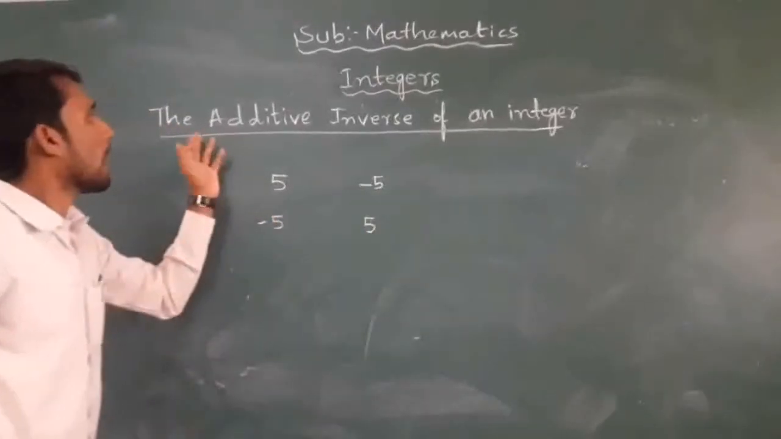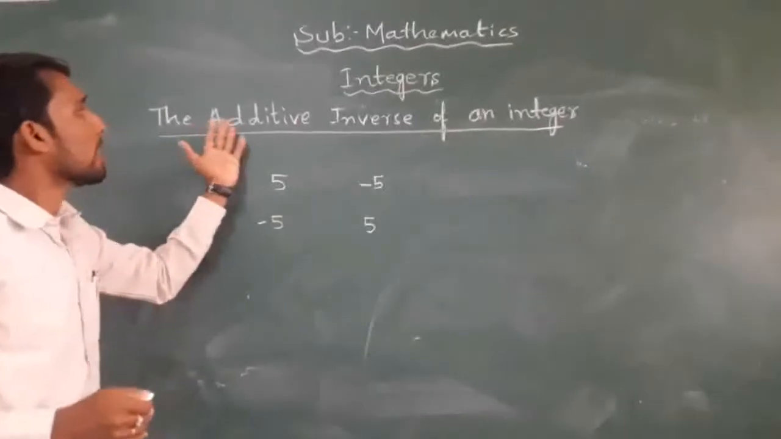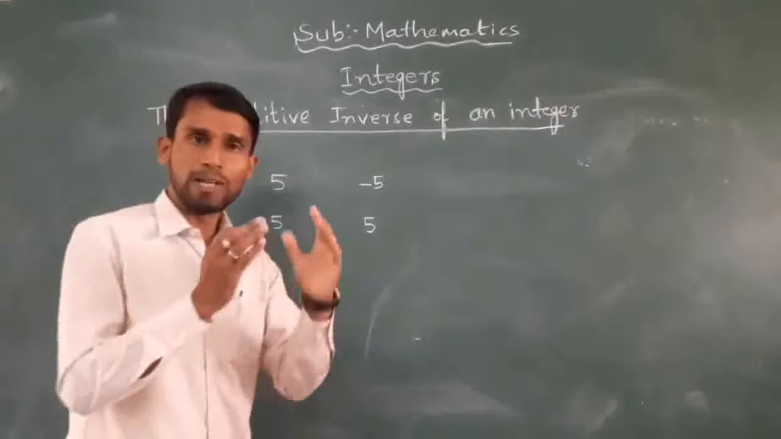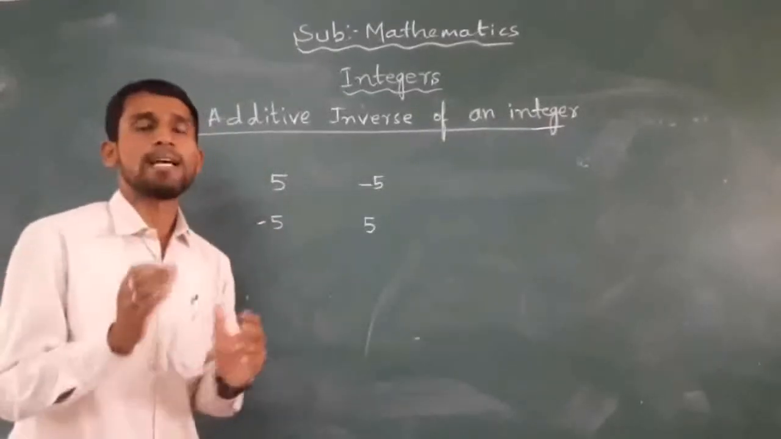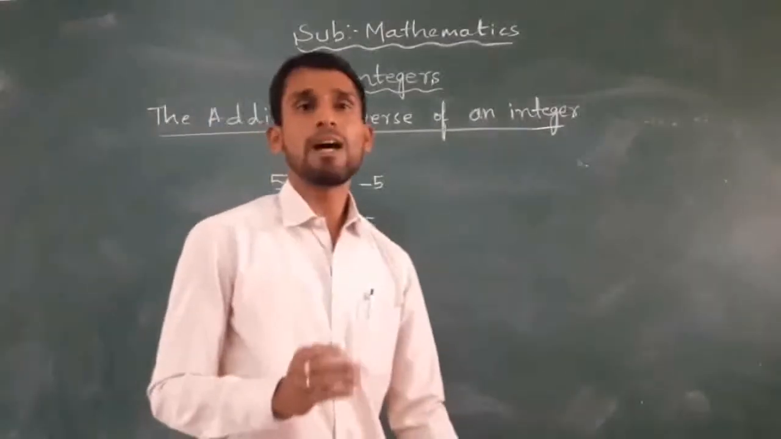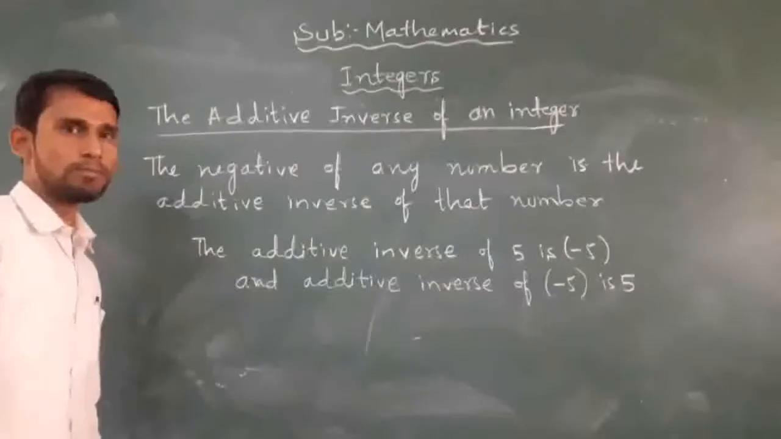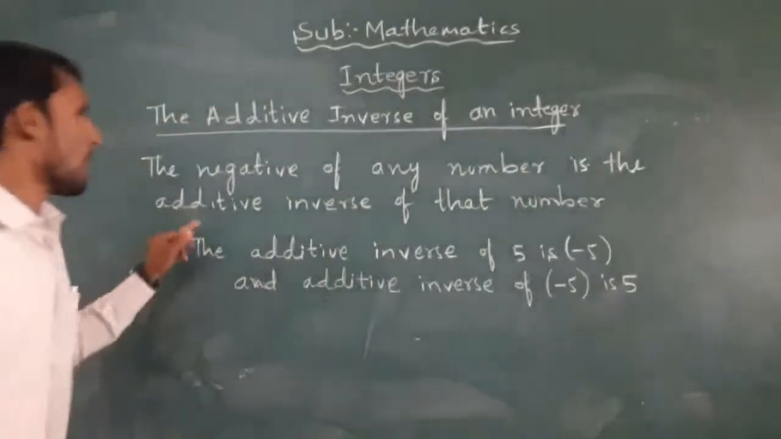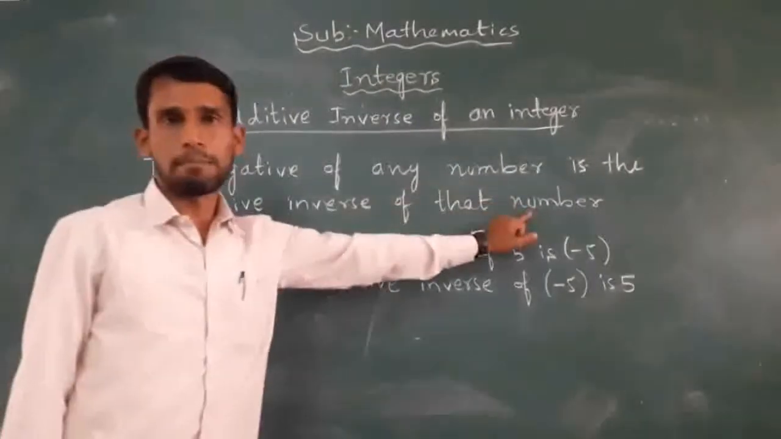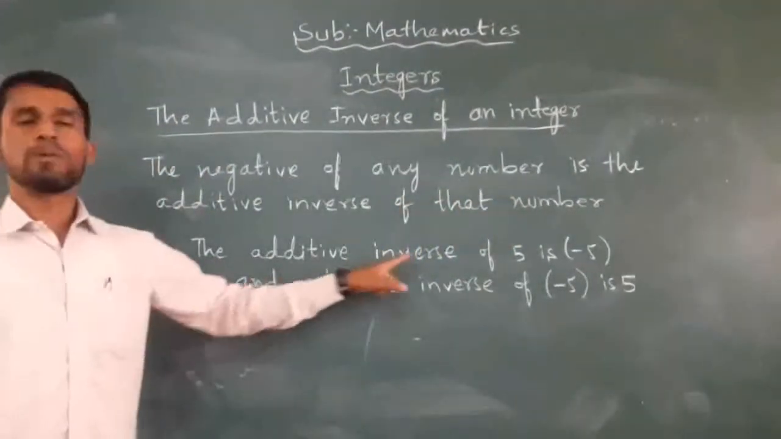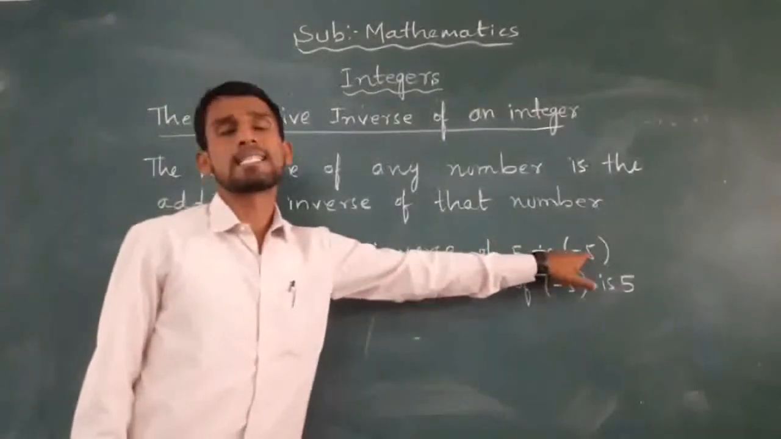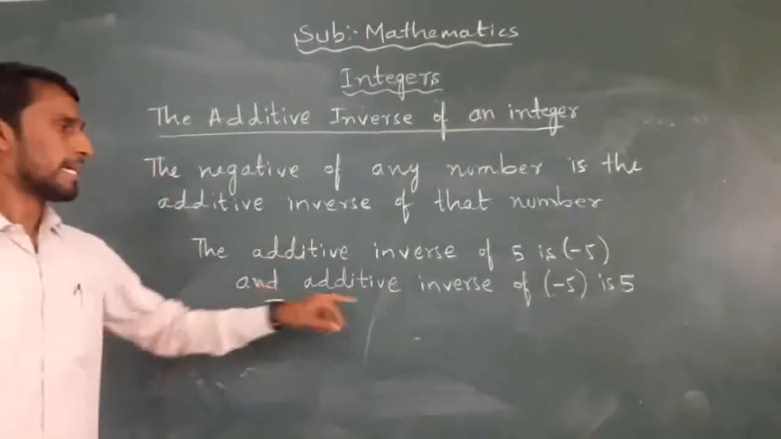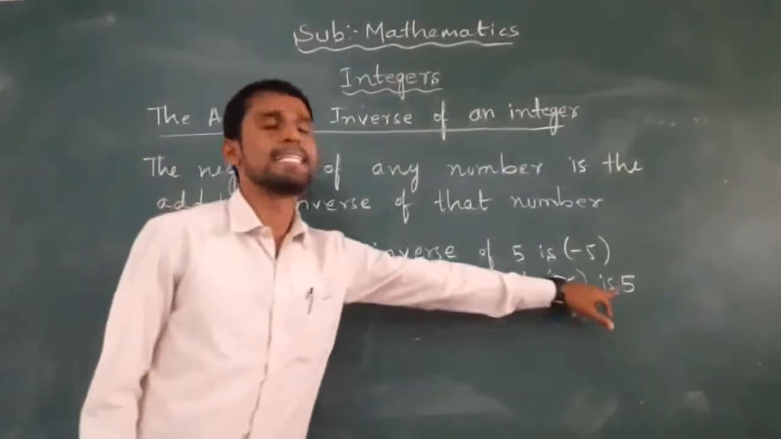We should understand the additive inverse of an integer means if we take any positive number, the opposite sign is the additive inverse of that number. The negative of any number is the additive inverse of that number. The additive inverse of 5 is minus 5, and the additive inverse of minus 5 is 5.